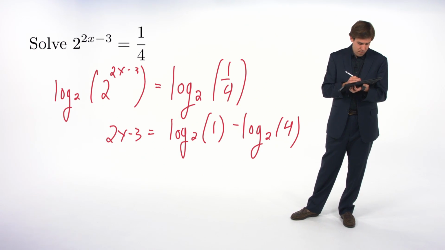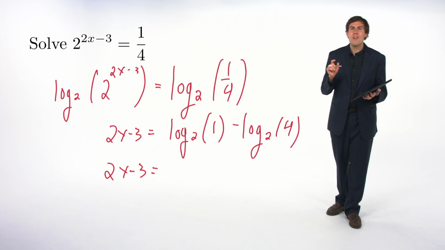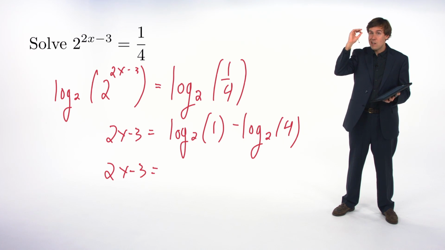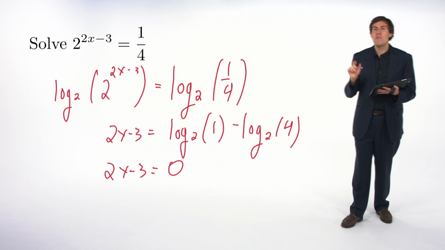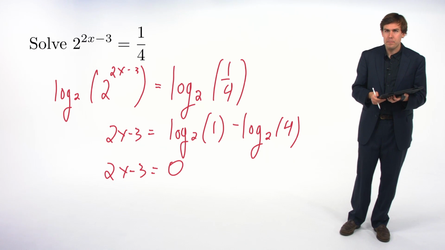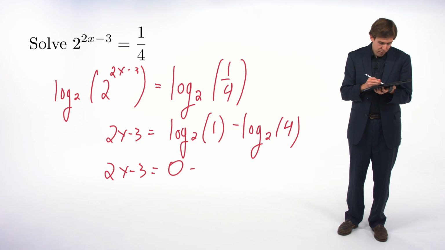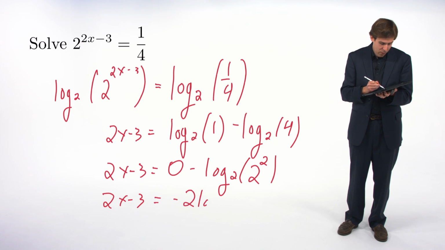Okay? So I have 2x minus 3 here. Now, what is log base 2 of 1? Well, log base anything of 1 is big goose egg, 0. And now all I have to really do is figure out what is log base 2 of 4. Okay? So one way to do this is to write 4 as 2 to the power 2. The 0 goes away. And I can bring down that power 2.